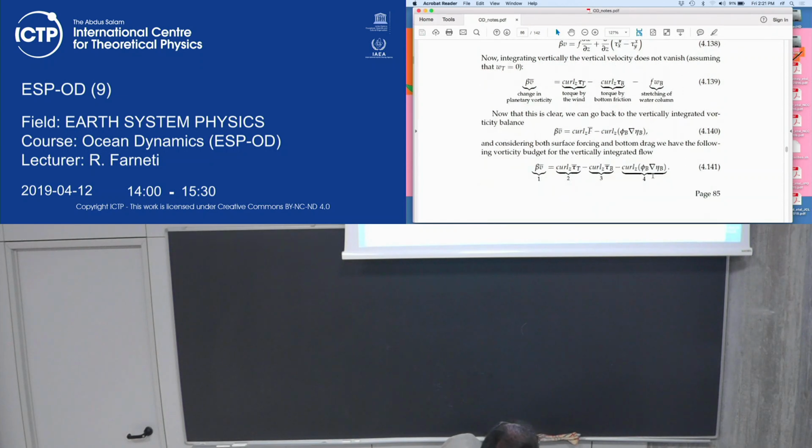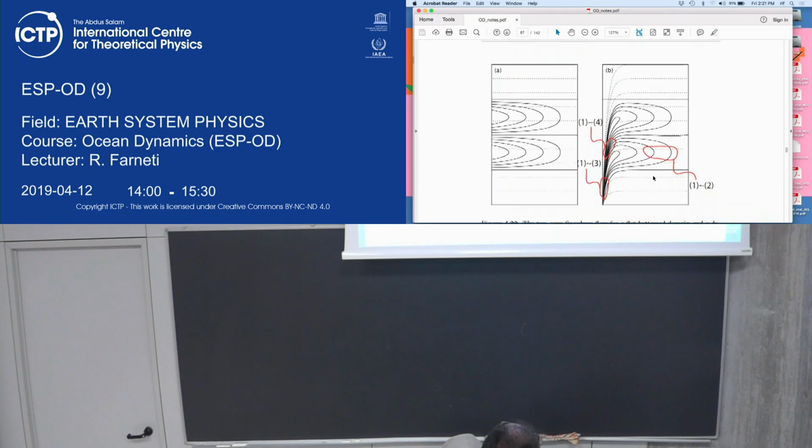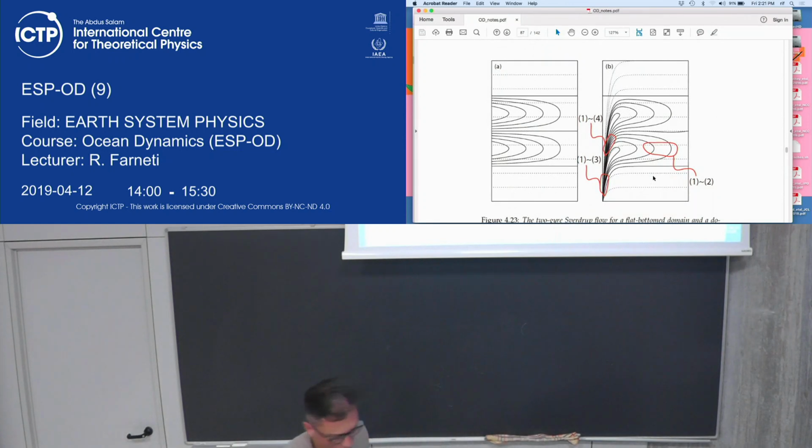So you have these four terms, and if you actually look at a numerical solution, then you see the case of a homogeneous topography on the left, and the case where you have a sloping western boundary on the right. The dotted lines are the f over h contours.